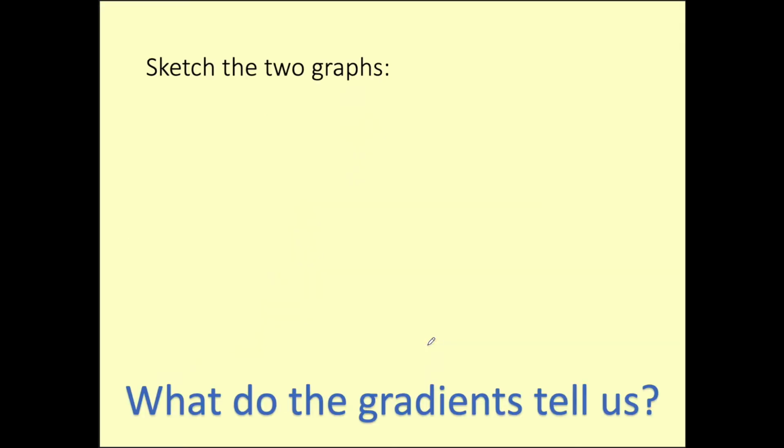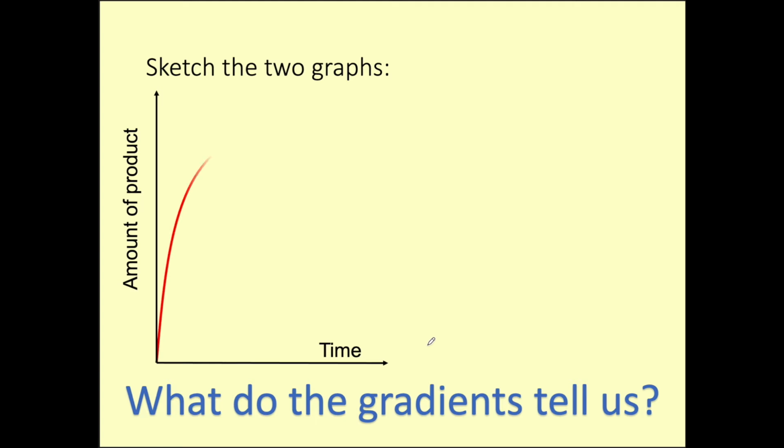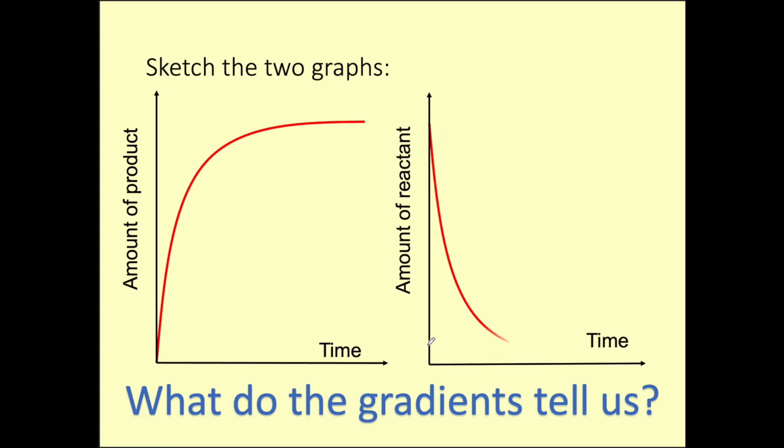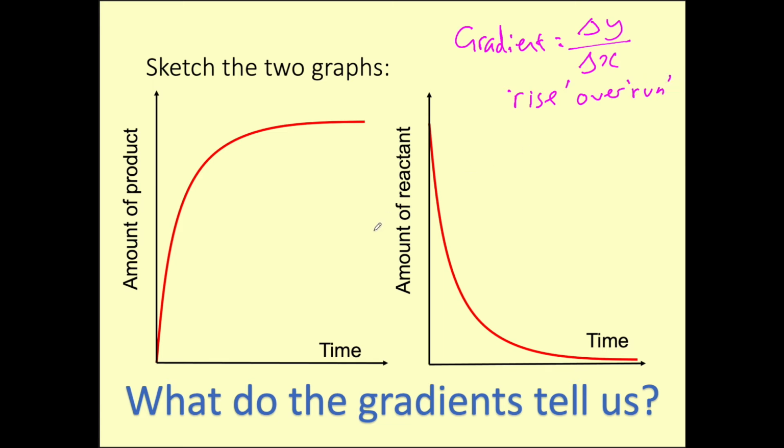So can you sketch two graphs: amount of product over time, and your amount of reactant compared to time, and tell us what the gradients of each of these graphs are telling us. Just a reminder of how we calculate gradients. You're not asked to calculate it, but just have a think that our gradient is our change in y over our change in x. You might be familiar with the term rise over run. So think about what would happen when you've got your change in y divided by your change in time.